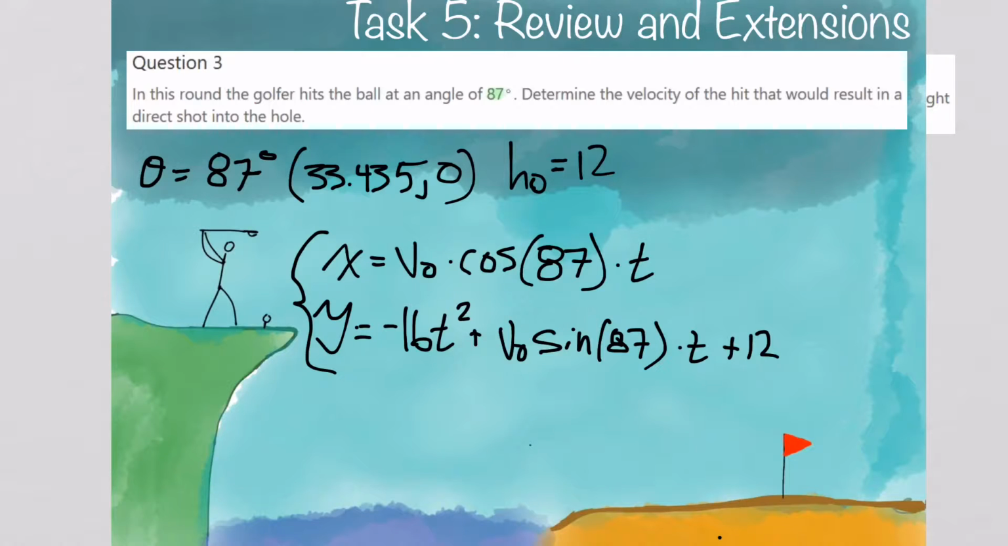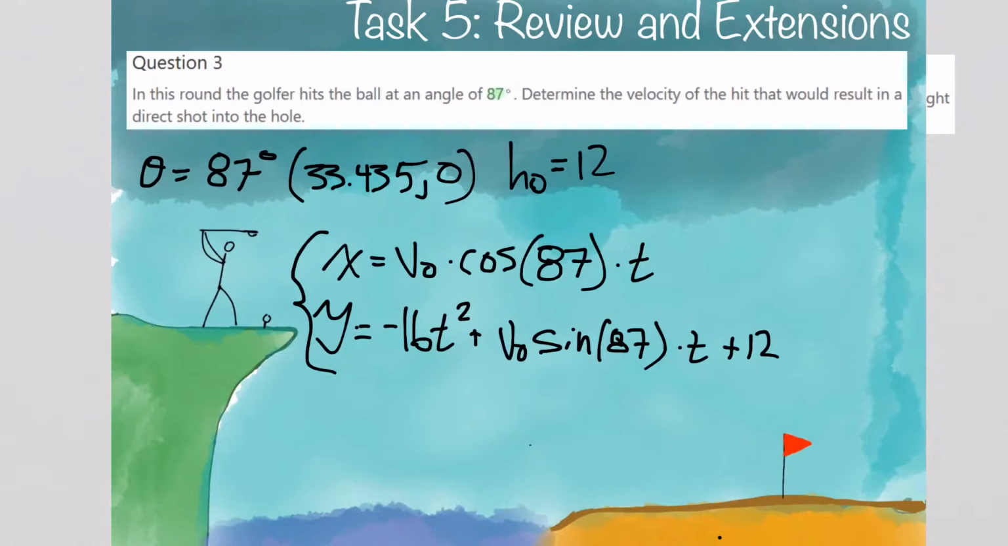But at this point, things get messy. x is unknown, v naught is unknown, and t is unknown, as is y. We have way too many unknown values. So what we want to try and do is eliminate the parameter. Eliminating the parameter, you may recall from our study of parametric equations, involves solving one of your parametric equations for the parameter and then substituting that into the other equation.